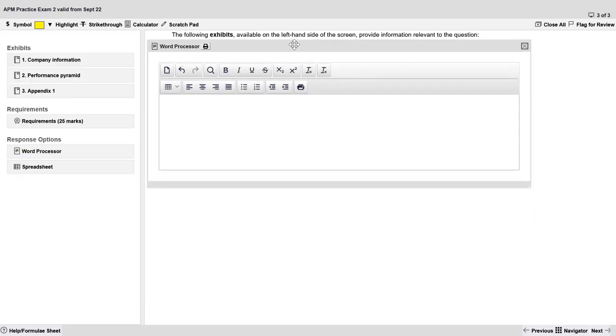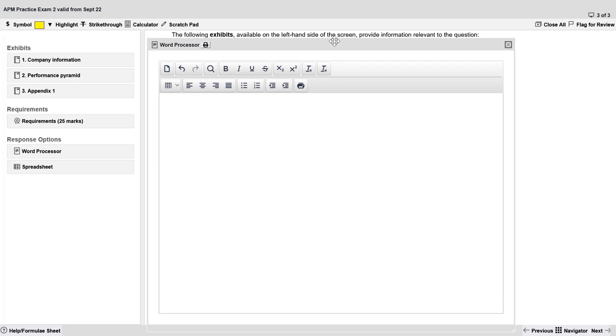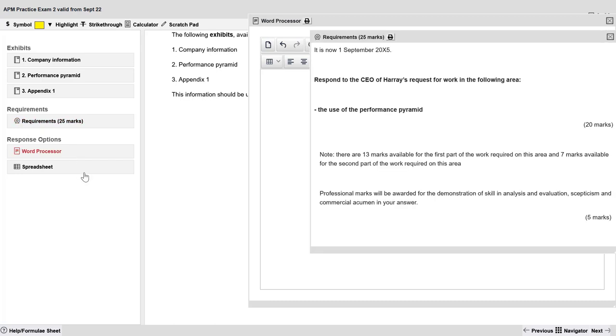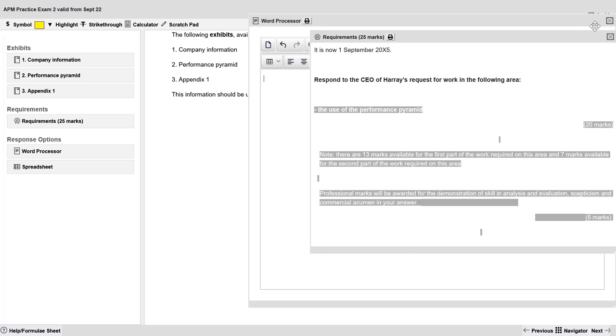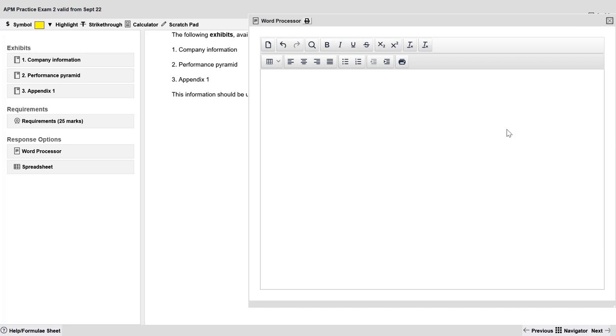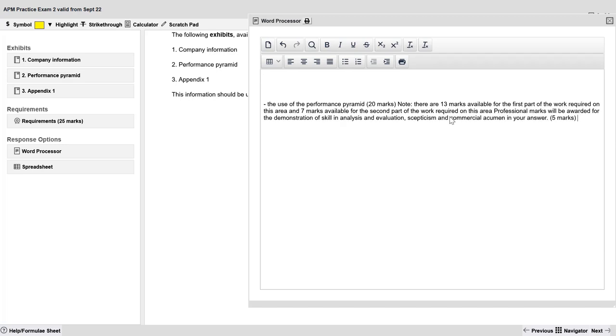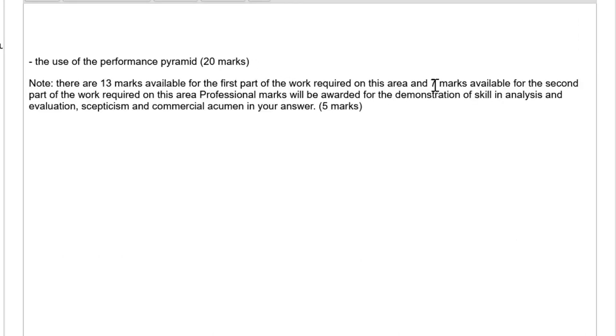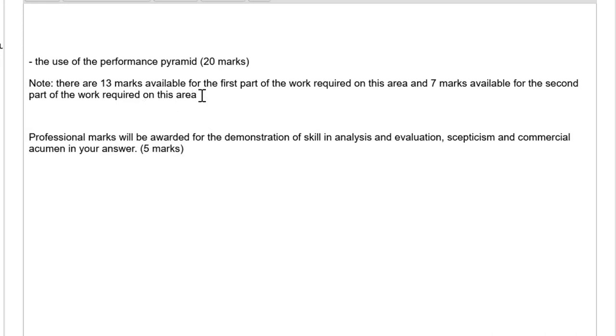Let's open up the word processor. And let's park our response options, the word processor and the spreadsheet, here on the right side of the screen. And before we do anything else, let's open up the requirements. Let's grab this requirement here, and let us paste it into our word processor. And like usual, the line breaks were not preserved. So at this point, let's reproduce those line breaks and see what we've got.